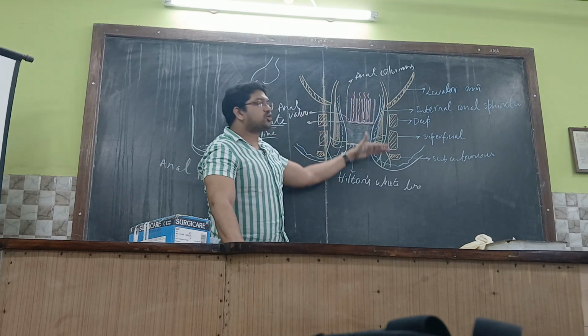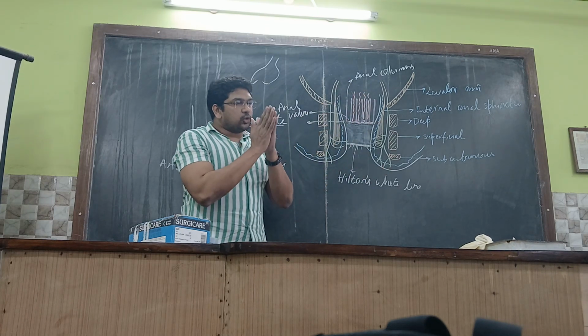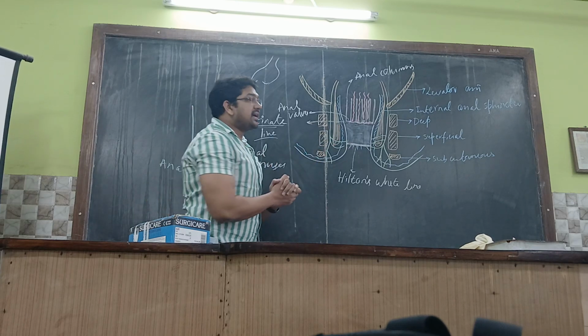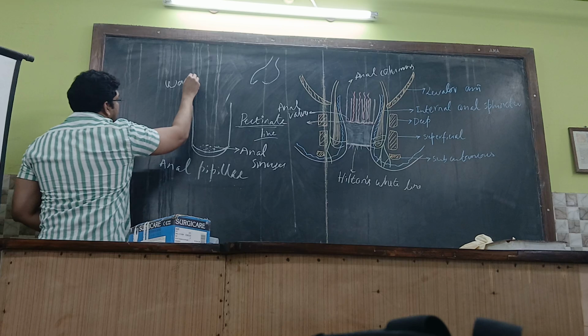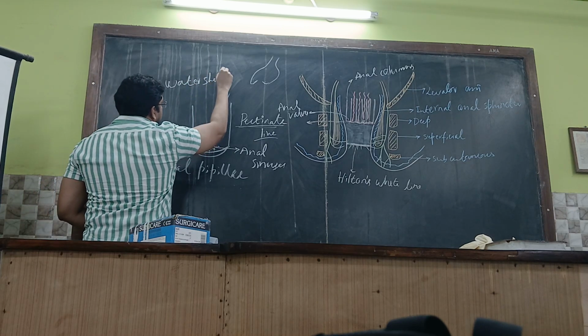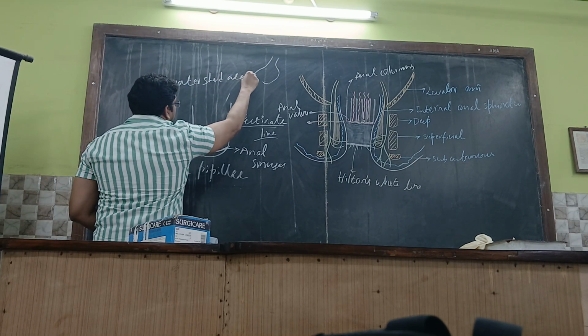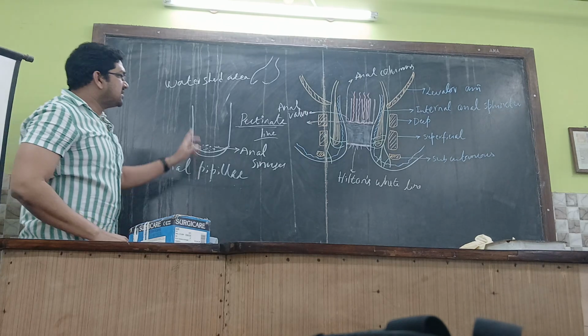Whenever a single structure is divided by two different lymphatic systems, that is termed the watershed area. Okay. So this watershed area will be asked in the exam. This watershed area will be asked in the exam.